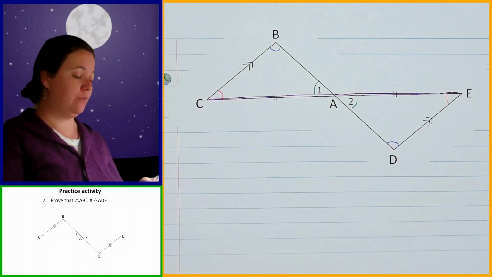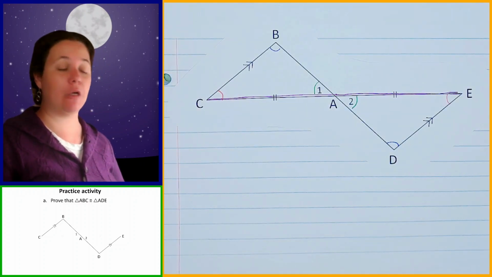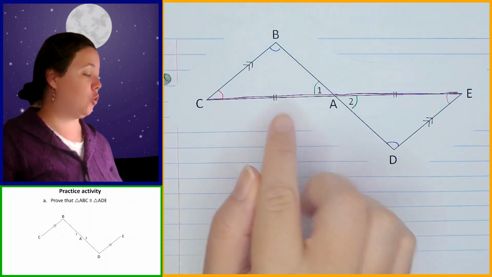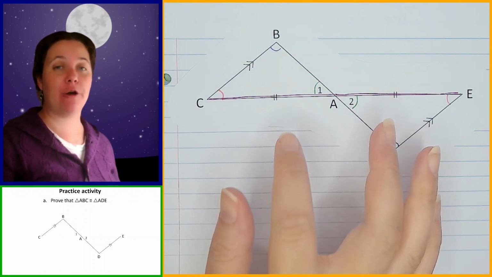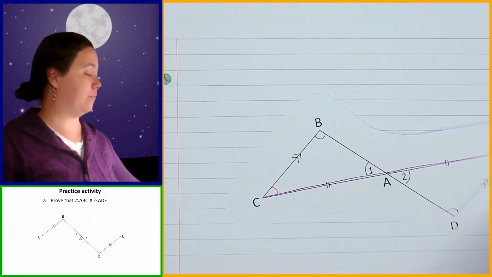Okay, so now I can choose which two pairs of angles I'm going to use along with a pair of sides, but I have to have the pair of sides as part of my proof. Okay, so let's go and have a look at what our proof is going to look like.